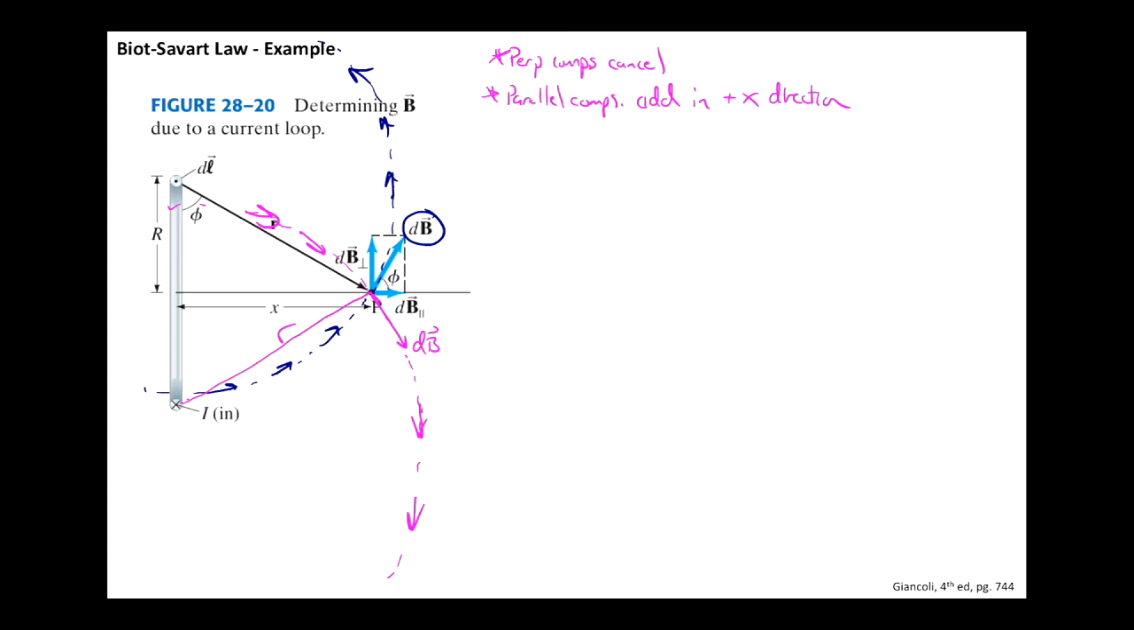Let's write out the Biot-Savart law for this case, and specifically we're going to be looking at parallel components. So dB is equal to mu naught I over 4 pi, there's an r squared in the denominator, and then we have dl cross r hat.